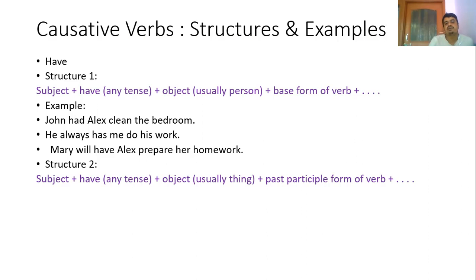If causative verb have is followed by object or things, in that situation we have to use past participle form of verb. That's the difference. Now you can easily understand the example. John had his car washed.